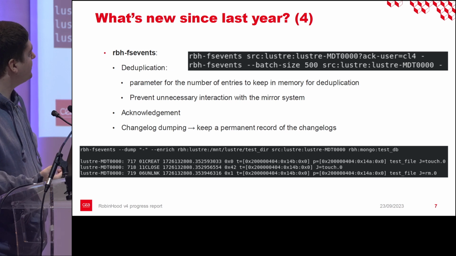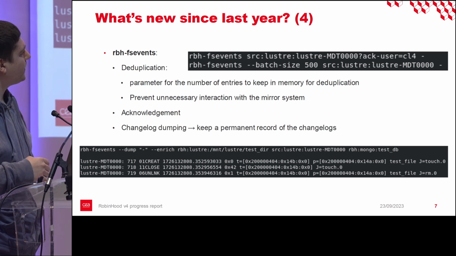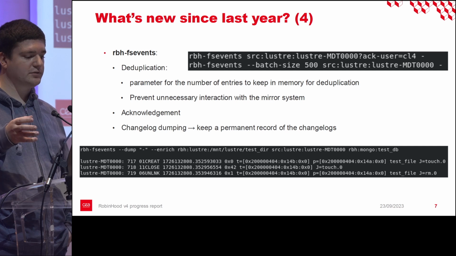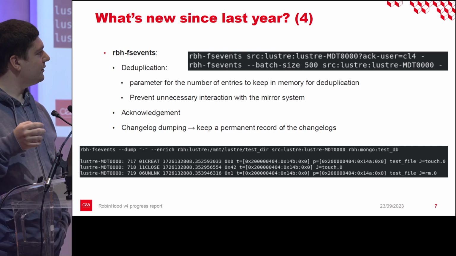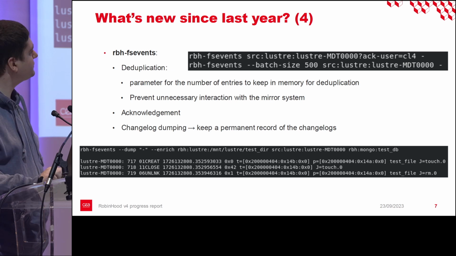For this, we added an additional parameter for the number of entries to keep in memory. Here it's the IBH event batch size parameter, which is set, for instance, here at 500. That means we will keep 500 entries in memory before deduplicating, before flushing them to the backend.